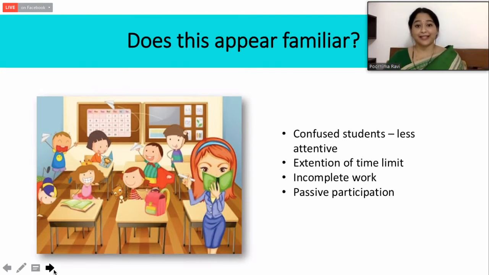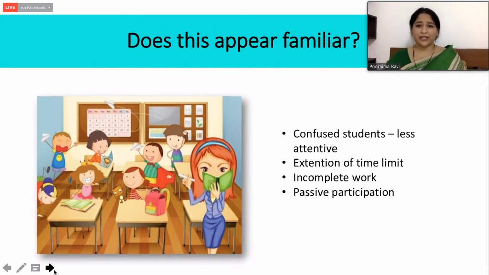Sometimes I have to extend the time limit. Let's say I planned an activity for 10 minutes, but it takes almost 20 minutes to wrap it up. Or also sometimes incomplete work from students. Despite the fact that all students were given the right amount of time, we still have incomplete submissions. And lastly, passive participation. These are the students who pretend to be part of the activity or the task, but are not quite engaged. Let's just say like mentally absent, but physically present.